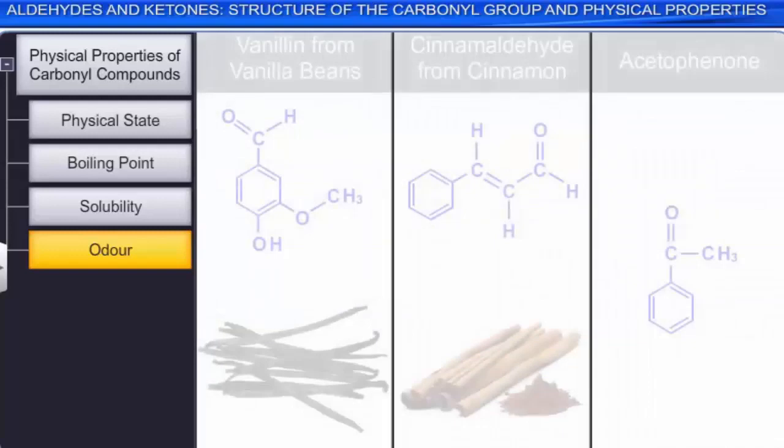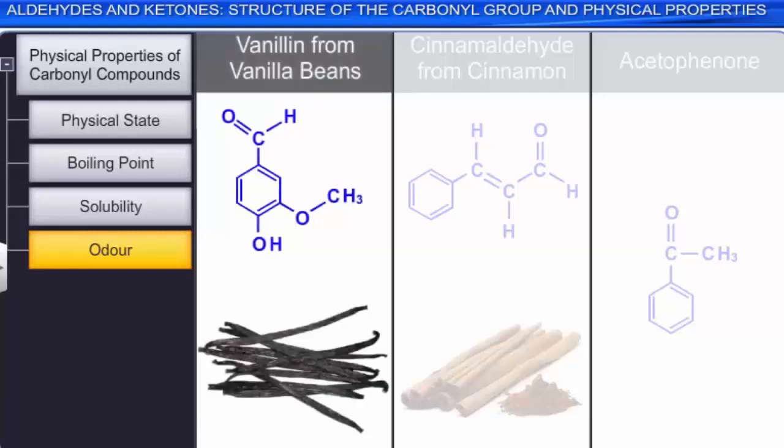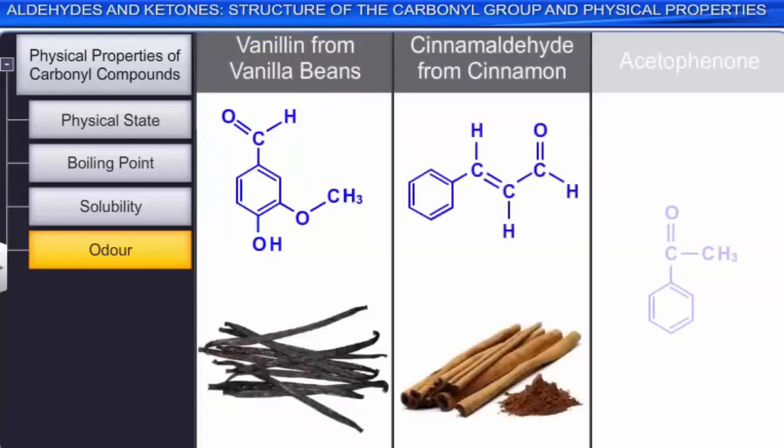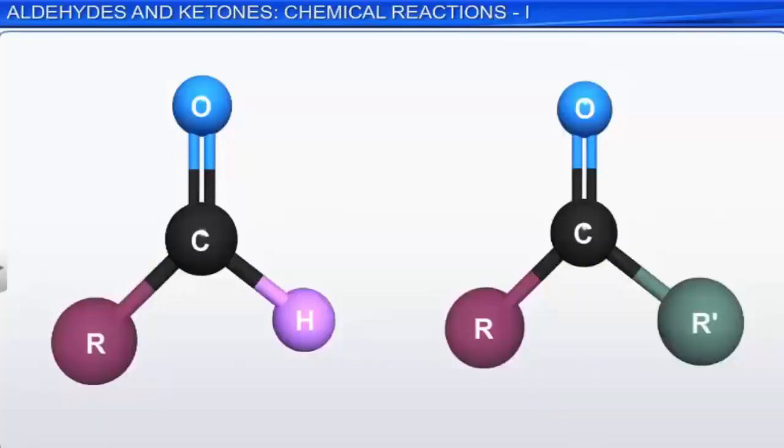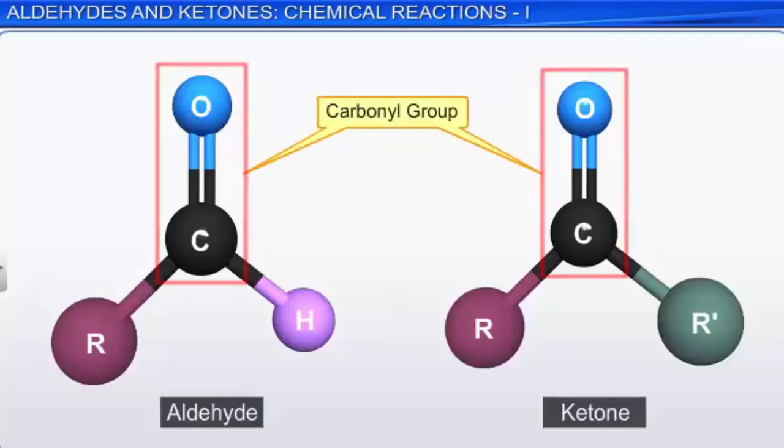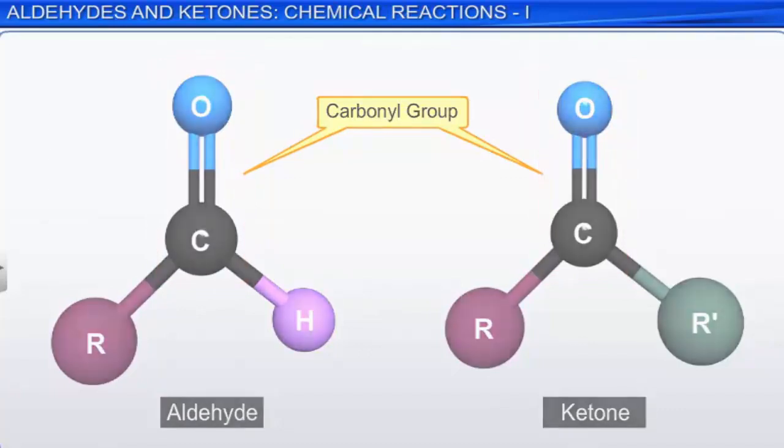Therefore, many naturally occurring aldehydes, such as vanillin from vanilla beans and cinnamaldehyde from cinnamon, and ketones such as acetophenone, are used to blend perfumes and as a flavoring agent. As both aldehydes and ketones contain the carbonyl group, they resemble each other closely in most of their properties.